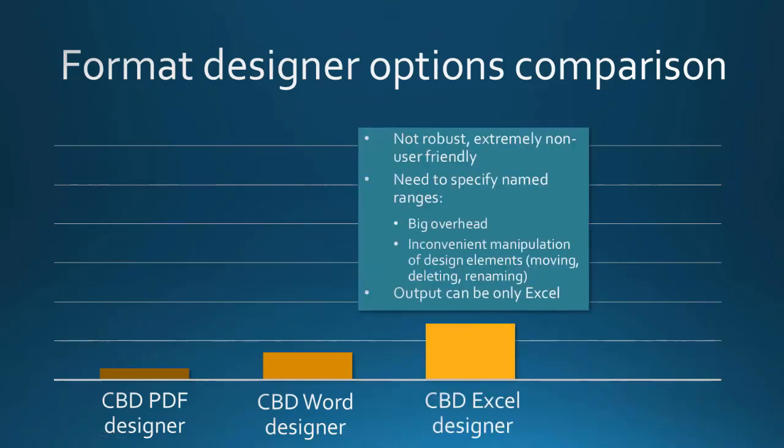Then Microsoft Excel as a designer. We see that out of all the 3 designers offered for configurable business documents, this one gives you the most possibilities. But the overhead with named ranges is annoying. As you could see in the demo, user experience is poor, manipulation of existing design elements is extremely inconvenient, and the interface is buggy. Output is Excel, but since recently you can also get the PDF in addition, which means basically that if you're emailing your invoices, you will be sending out both of the documents.